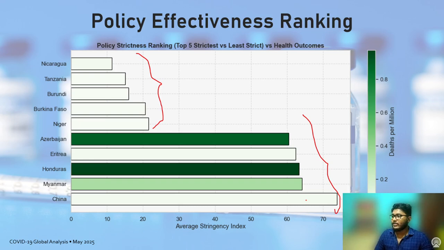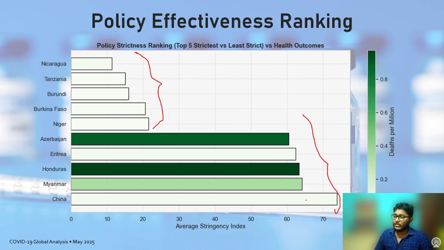Now, when you look at the top 5 countries with the least amount of restrictions, they also seem to have a very low death rate. Now, it's very interesting to me, though it is likely due to underreporting or data limitations, or maybe they had demographic advantages or a lower average age of population, which we will have to look into further.